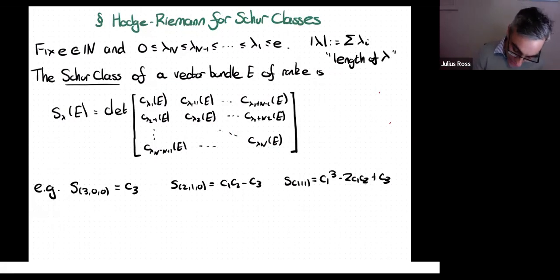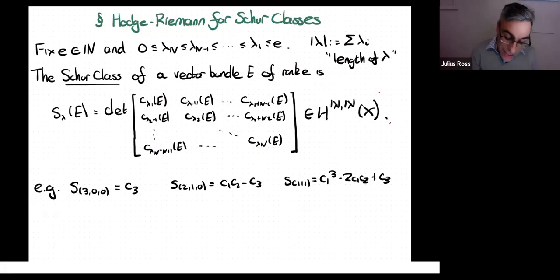And if you look at the way I've written it, this thing lies in H^{2|lambda|}(X). And so you can think of this as a characteristic class, or if you want to think of it as a polynomial, just remove the E's everywhere. And then by C here, I mean symmetric polynomials. This is just some symmetric polynomial in e variables. So you can think of this characteristic class as being that symmetric polynomial of the Chern roots of E. So I'm going to think of these as polynomials or as characteristic classes freely.